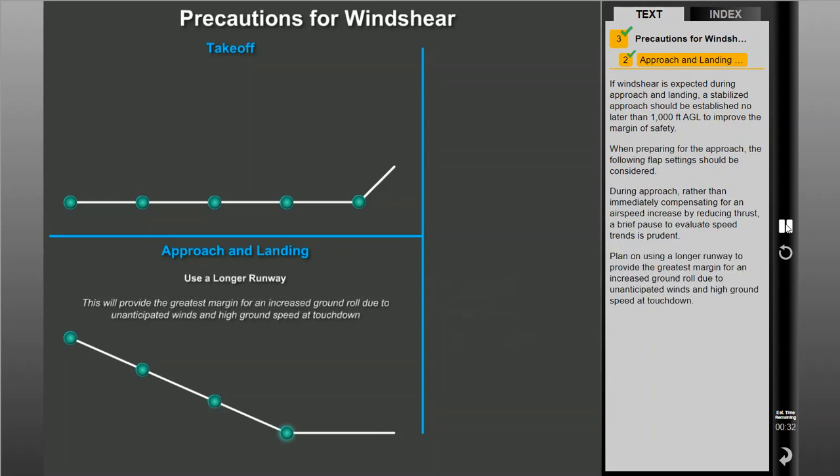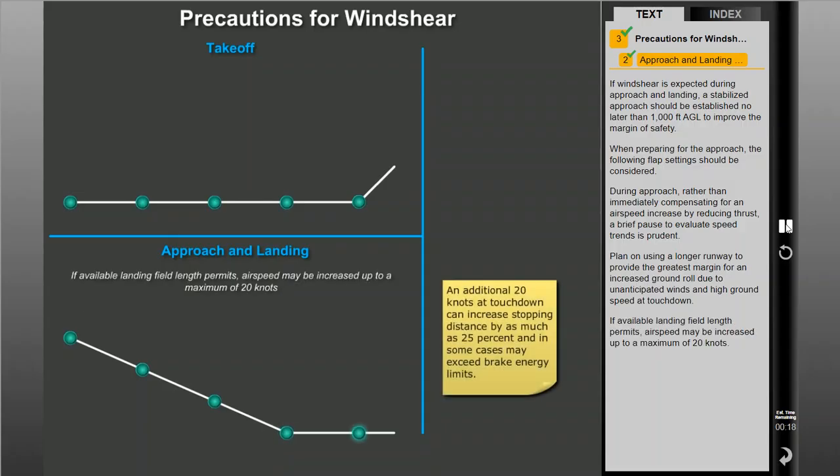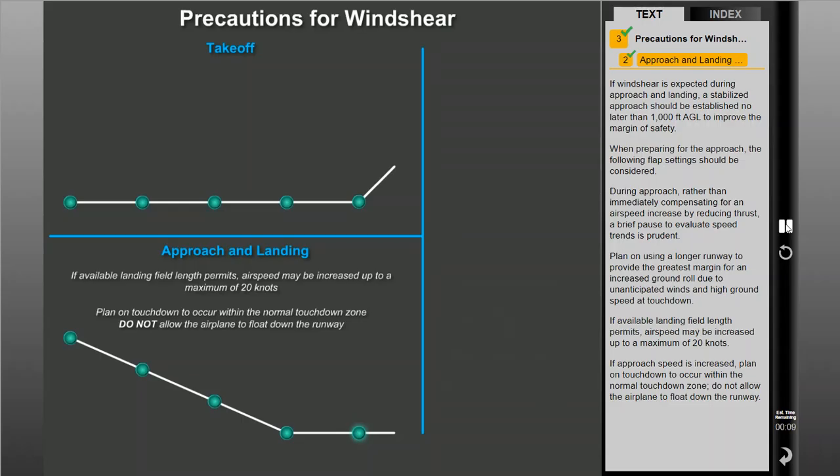Plan on using a longer runway to provide the greatest margin for an increased ground roll due to unanticipated winds and high ground speed at touchdown. If available landing field length permits, airspeed may be increased up to a maximum of 20 knots. If approach speed is increased, plan on touchdown to occur within the normal touchdown zone. Do not allow the airplane to float down the runway.